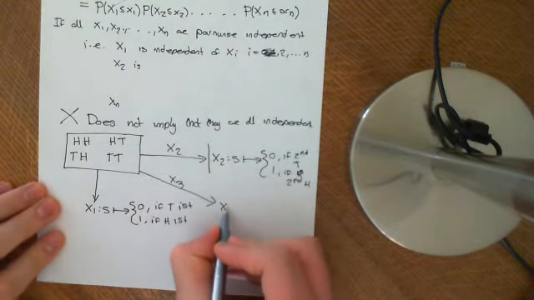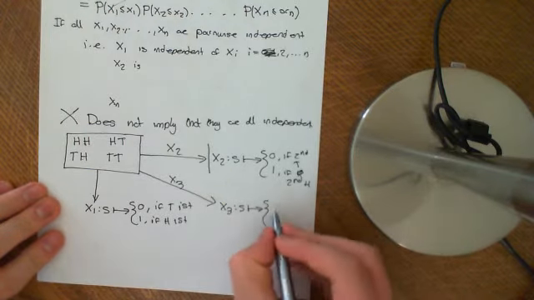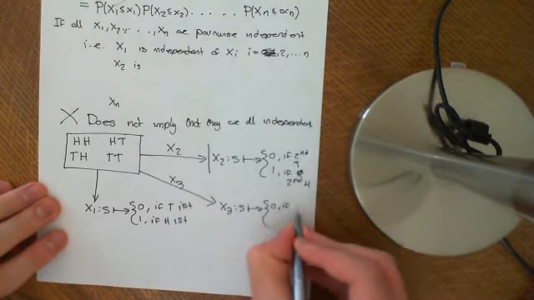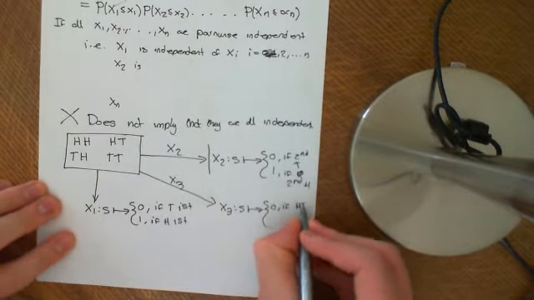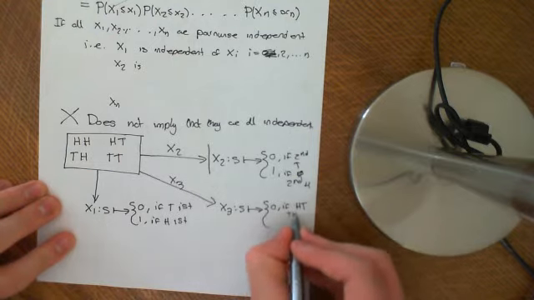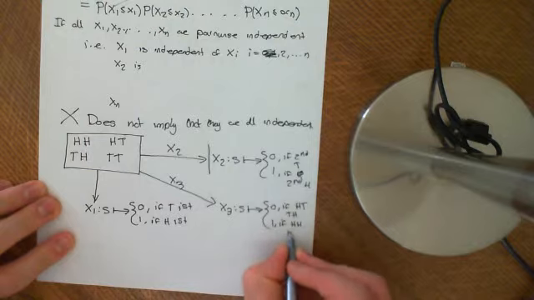x3, and x3 is going to map s onto 0 if the two flips were different, if you got head tail or tail head, and 1 if they were the same, so if you get head head or tail tail.